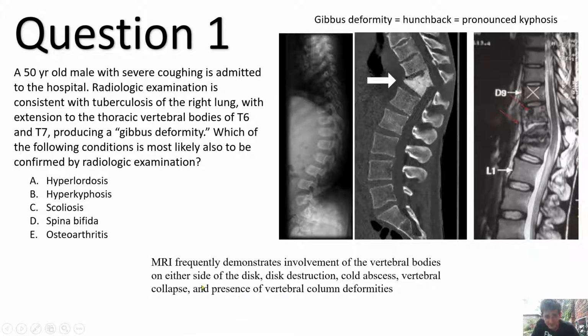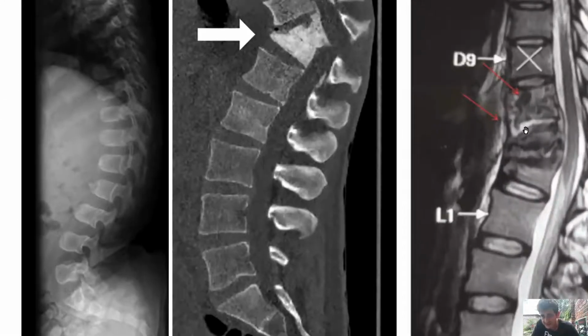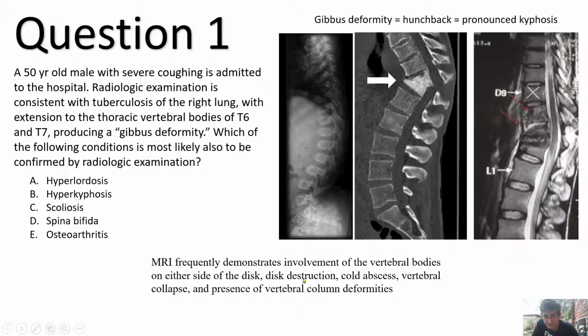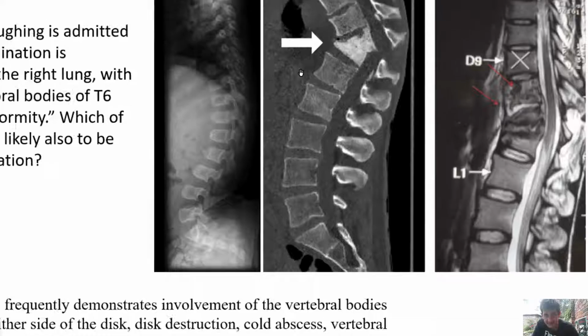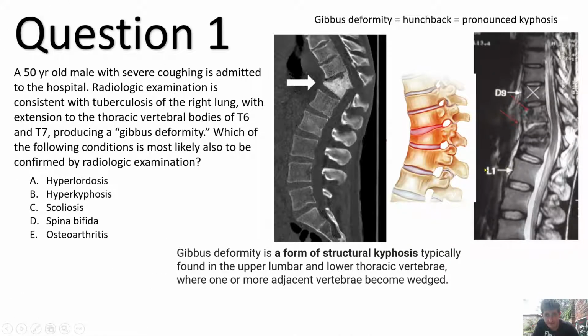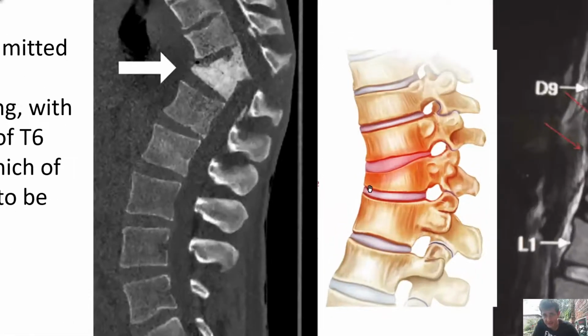Okay. So MRI is going to show involvement of vertebral bodies on either side of the disc. Here's a disc. The disc is going to be destroyed. You might see an abscess. You might have vertebral collapse as seen here. Vertebral column deformities. And here is a wedging. So, as said, one or more adjacent vertebrae can become wedged. This is wedging of vertebrae here.